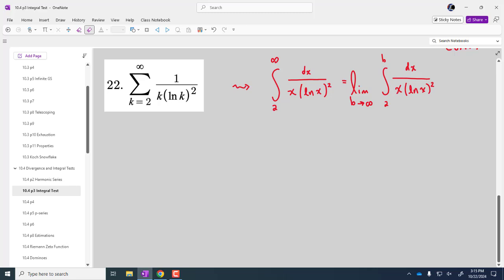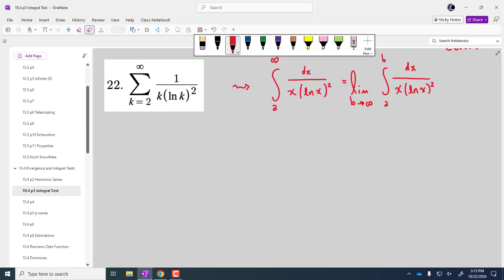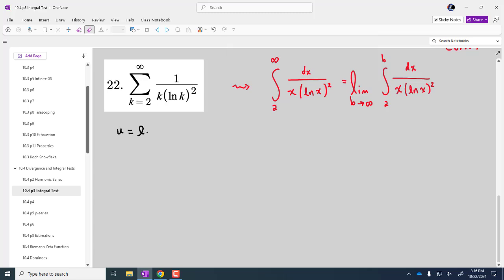So, what technique of integration? Substitution. What are we going to let u equal? Say again? ln x. ln x, yep. Are we going from k to x, and x is a dummy variable? Is that what's going on?